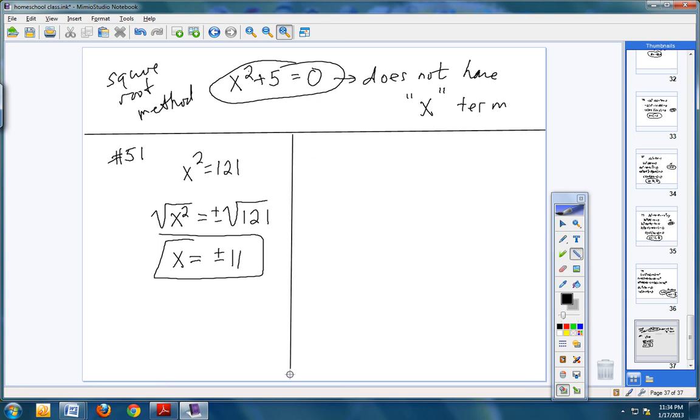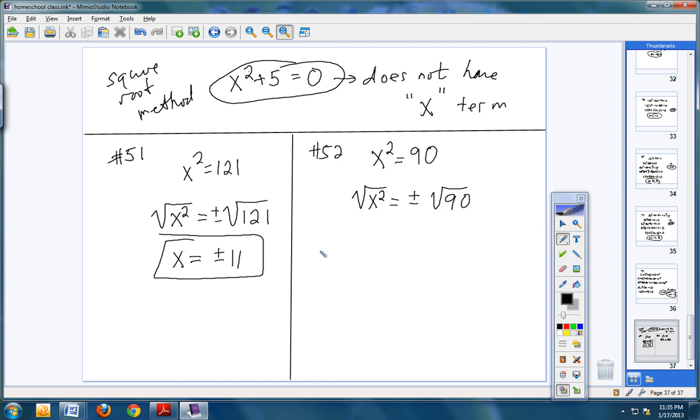All right, let's pick up the pace a little bit, and let's try number 52. We're doing all of these, not just the odds. So number 52. Okay, just like the last problem, x squared equals 90. Step 1, simplify both sides. We can't do anything. Step 2, make sure you don't have an x term. You don't. Step 3, isolate the x squared term. It's already isolated. And step 4, take the square root of both sides. So the square root of x squared, and then don't forget your plus minus square root of 90.